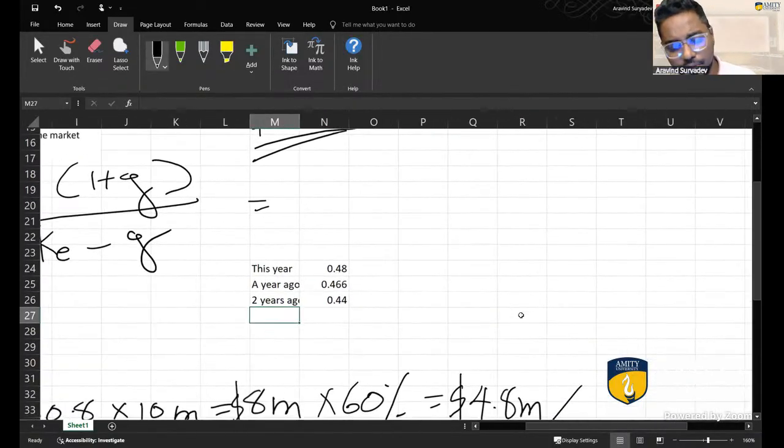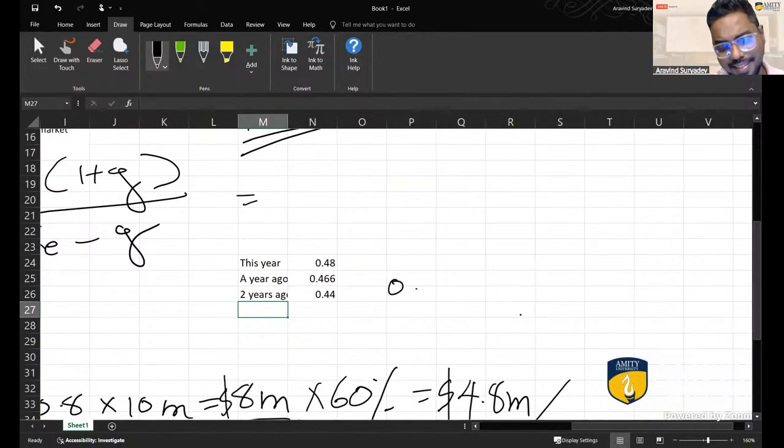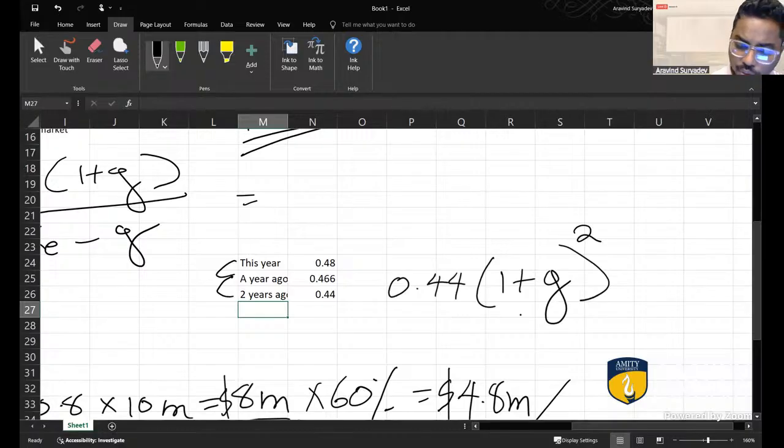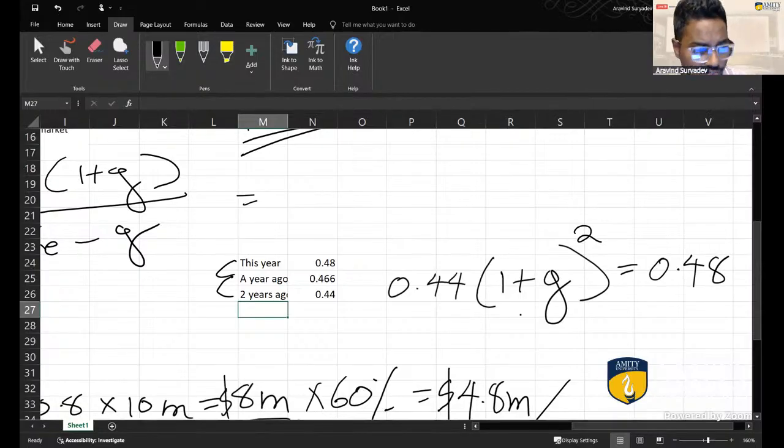Now, basically, if I use the historical growth rate model, I can say that $0.44 multiplied by 1 plus g raised to, well, how many years? 1, 2. Two years of growth led to the dividend being 0.48. So based on this, of course, I can find the square root and find out exactly what the growth rate is.